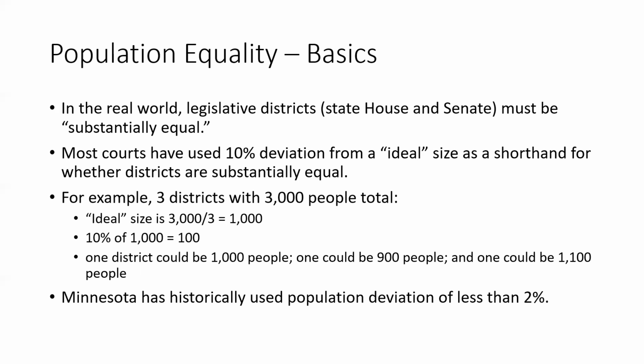It has been okay in a couple of circumstances, but the general rule is you need to stay under 10%. Now, again, Minnesota, being the overachieving state it is, we actually use a historical population deviation of less than 2%. So much less flexibility for what Minnesota's used in the past.